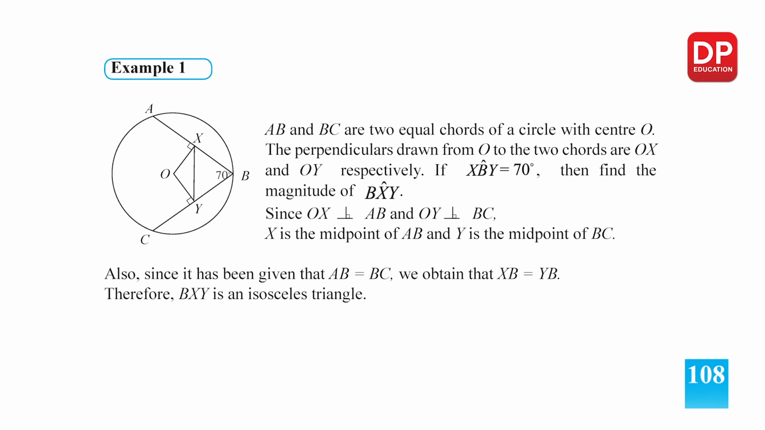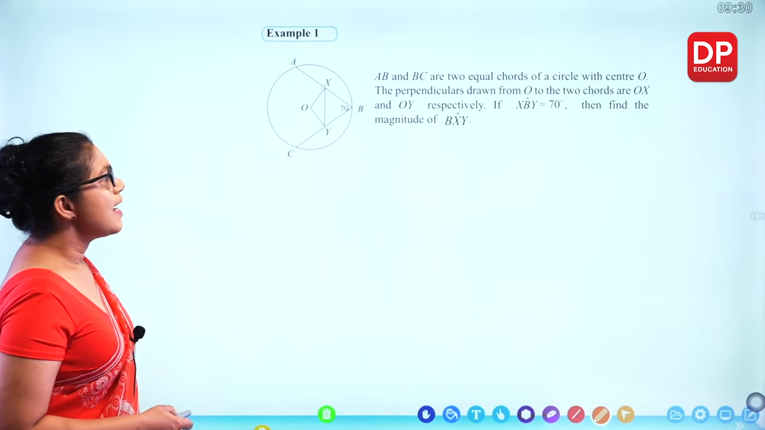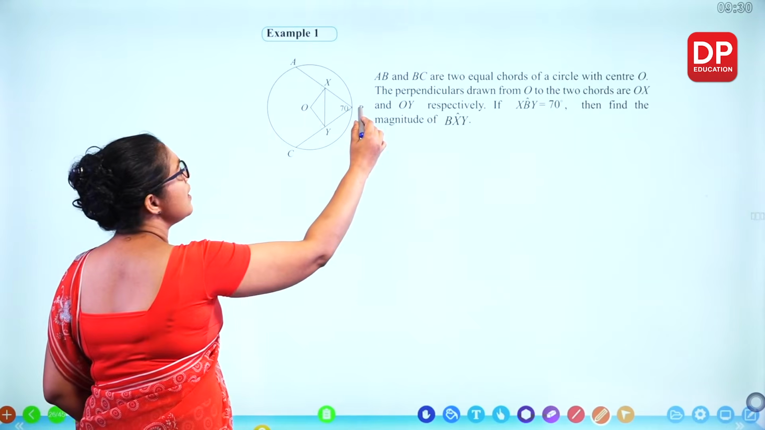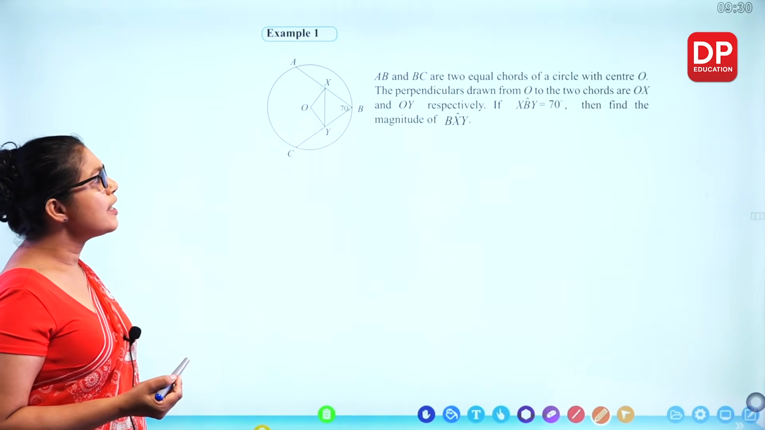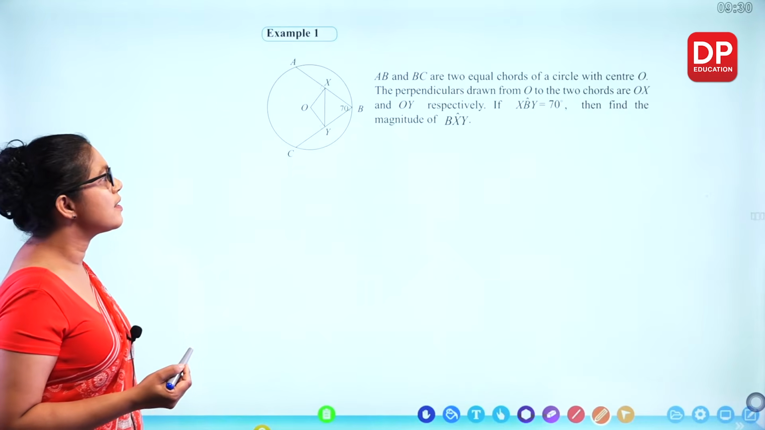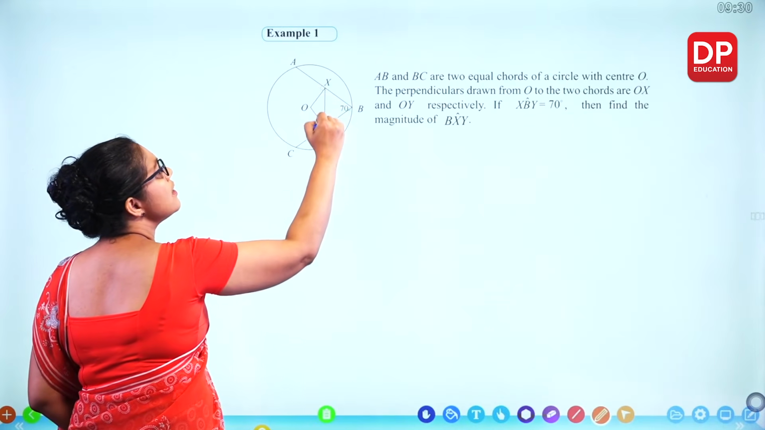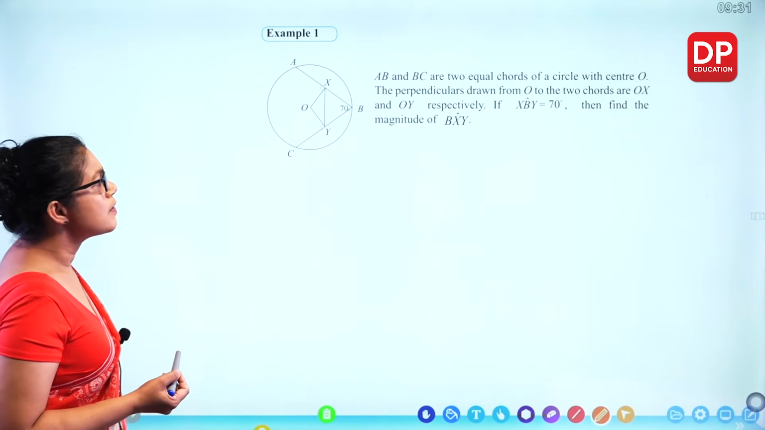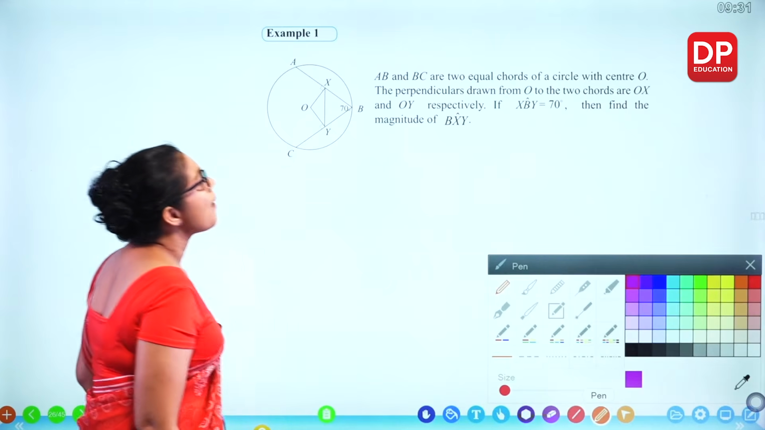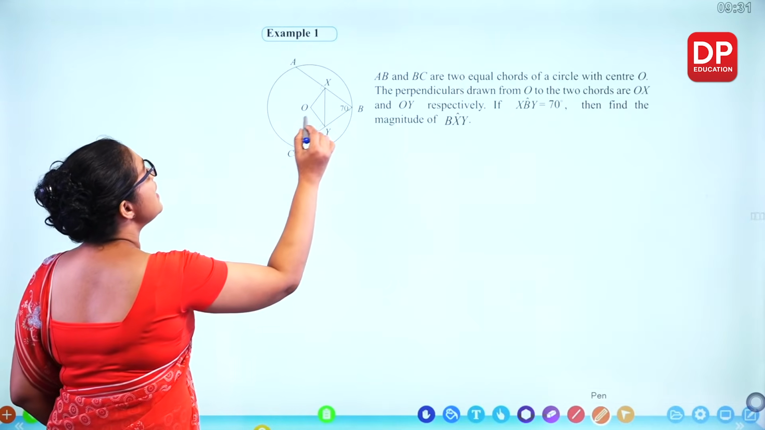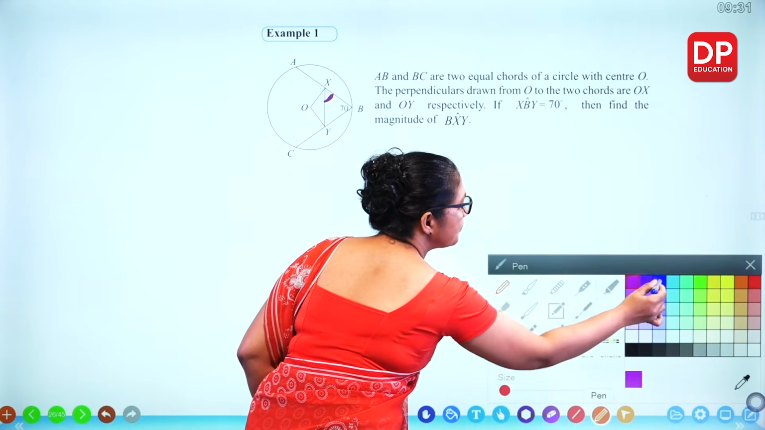So here in your textbook, example 1. It says AB and BC are two equal chords, with the center O. The perpendicular drawn from O to the two chords are OX and OY. So here it's already marked. So these are perpendicular. So angle XBY is 70 degrees. Then find the magnitude of angle BXY. So you are asked to find out this angle.